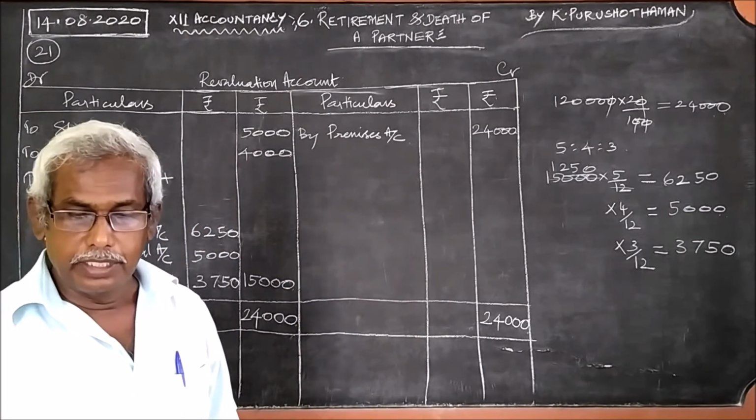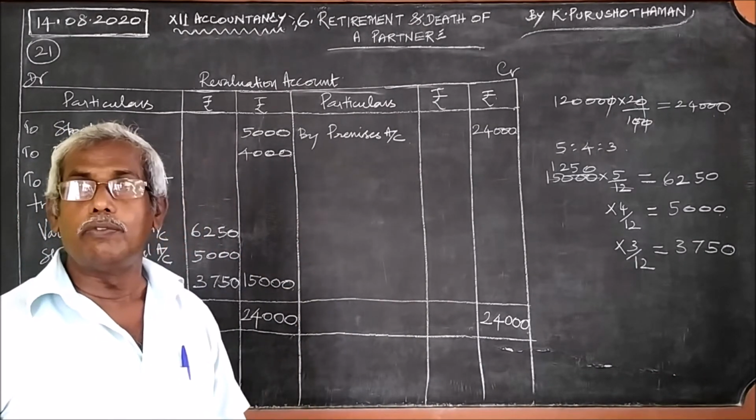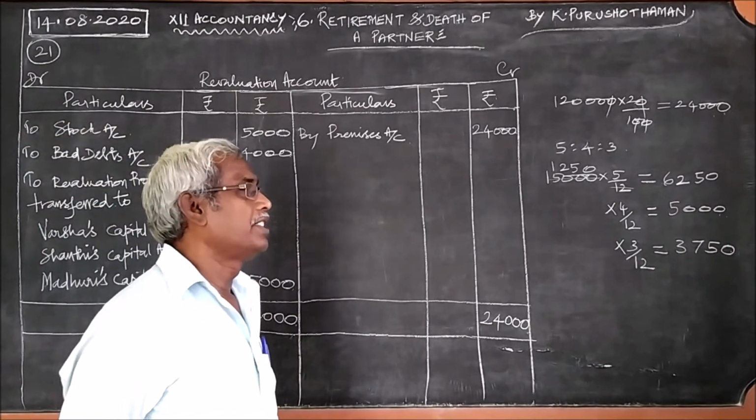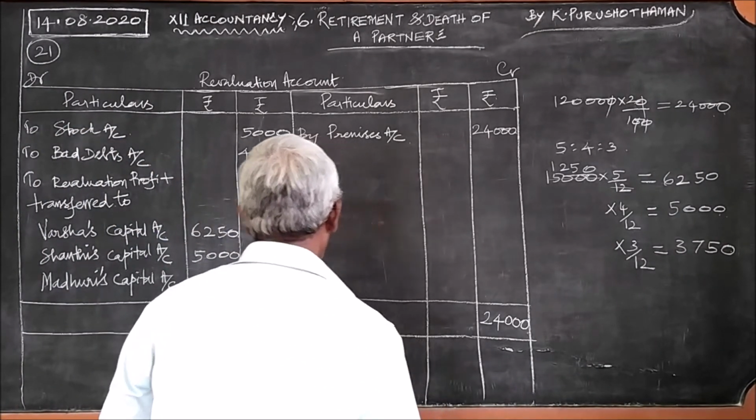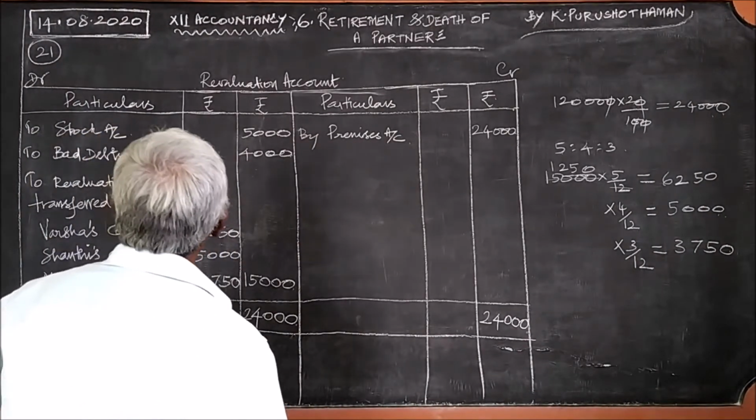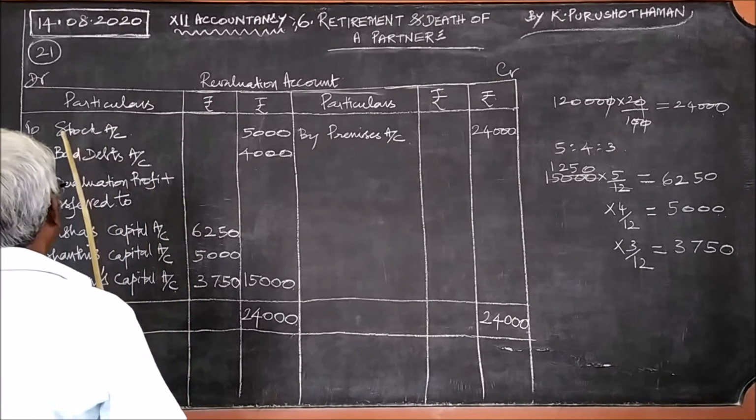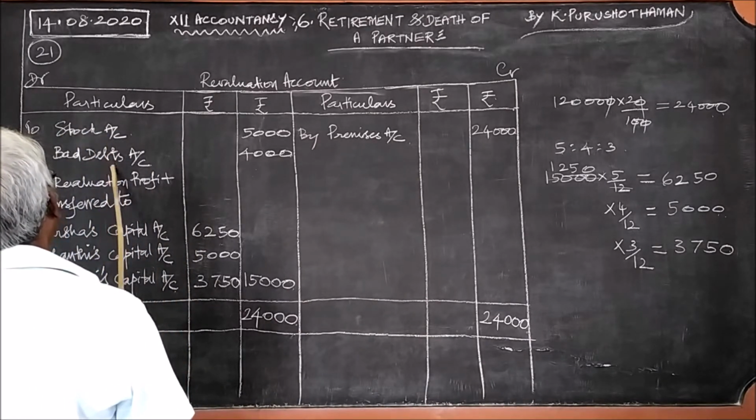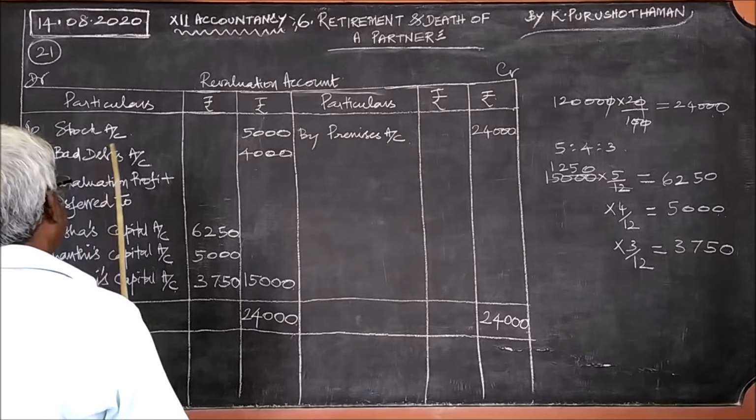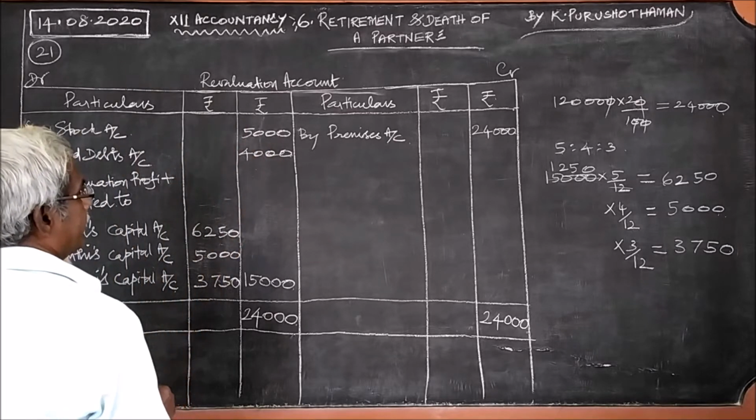Then the third point, provide 4,000 for bad debts. Bad debts is a loss. You know that bad debts is a loss. Therefore, it is a loss item, you write on the debit side to bad debts account 4,000.